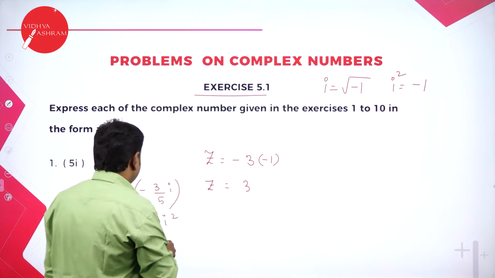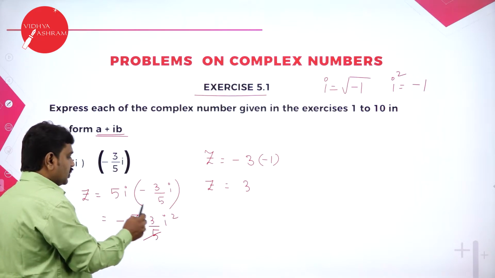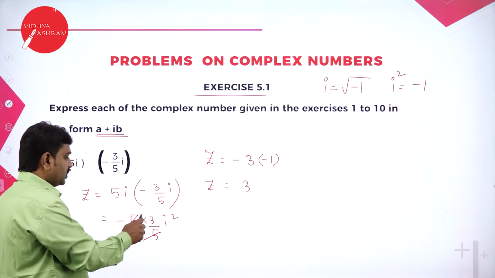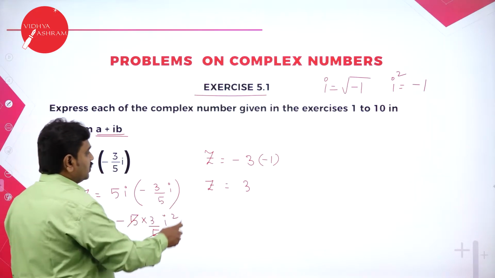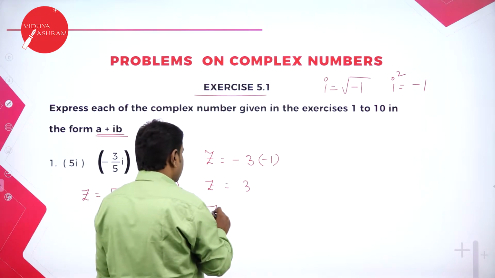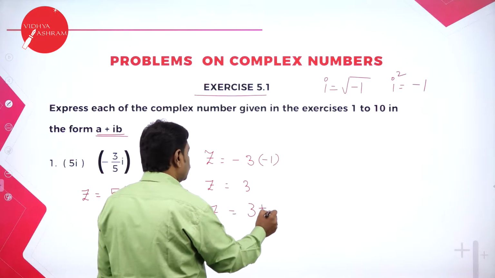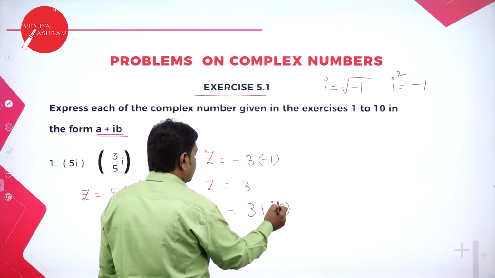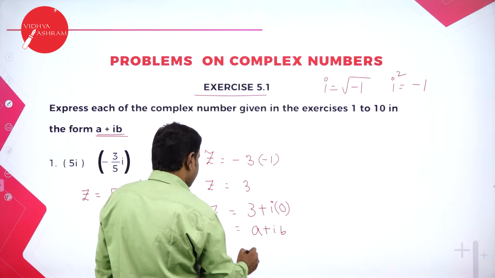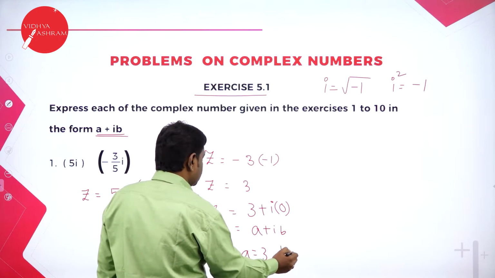So now in the place of i into i is i square, plus into minus is minus, 5 into 3 by 5, 5 cancels, it becomes 3, plus into minus minus 3. And i square is minus 1, so it will become 3. Can I write 3 as 3 plus i into 0? So I'll write like this. Now it is in the form a plus ib, and a is 3 and b is 0.